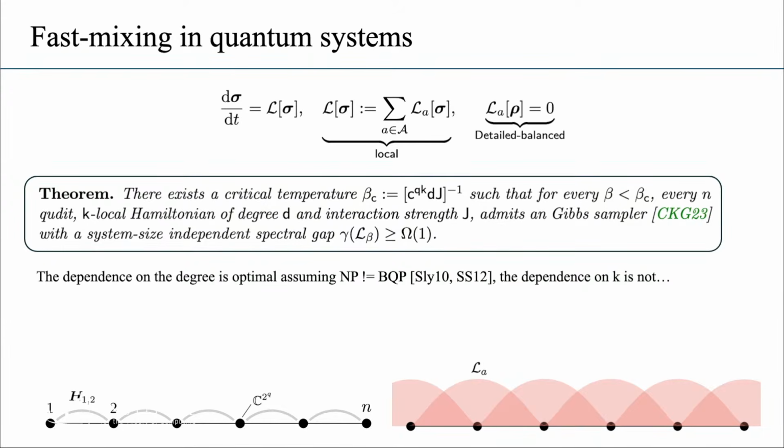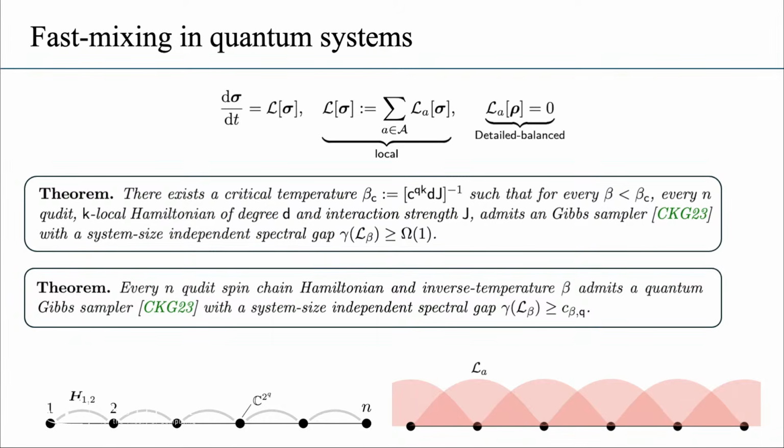The result for 1D systems in this previous paper with Anthony is very simple to state. Every 1D system admits a Gibbs sampler with a spectral gap that depends just on the temperature. So at all finite temperatures, there's some system size independent spectral gap.